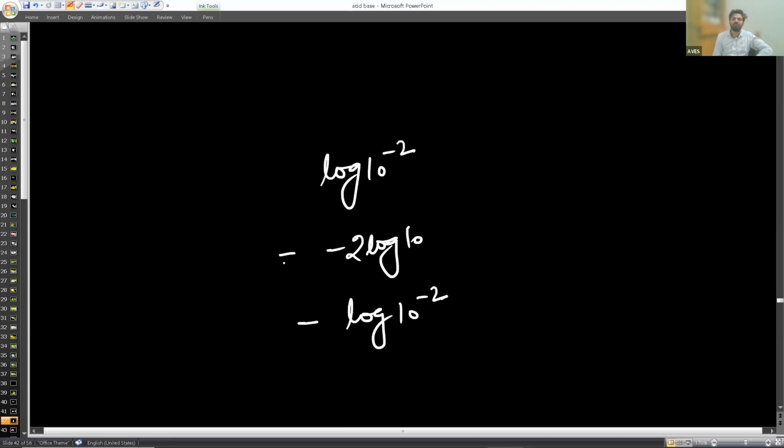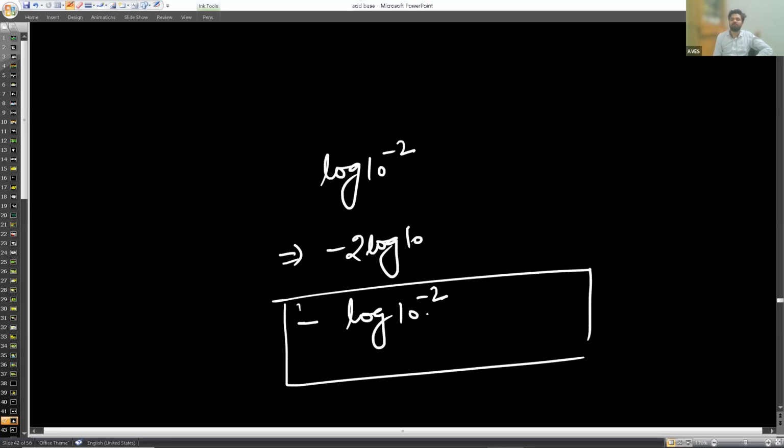So what will it be? Tell me what it will be. Plus 2 log 10. Minus will get plus. Minus is for the formula. And this minus 2 into log 10, so the minus will get plus, you will get 2 log 10. Got it? Is it difficult? No.